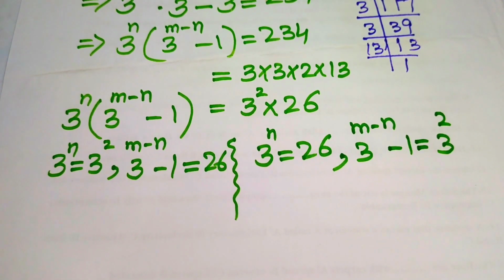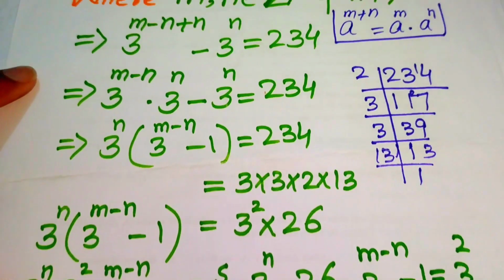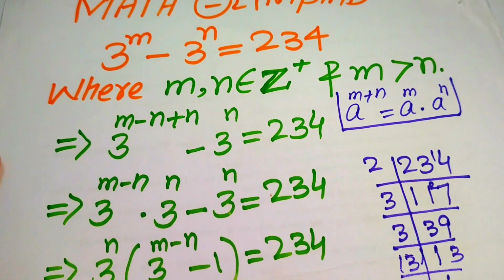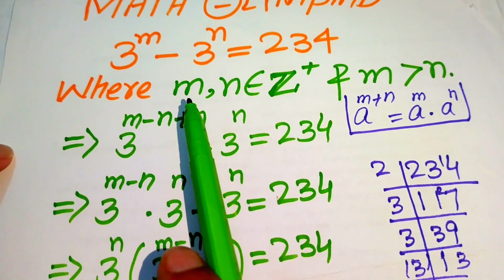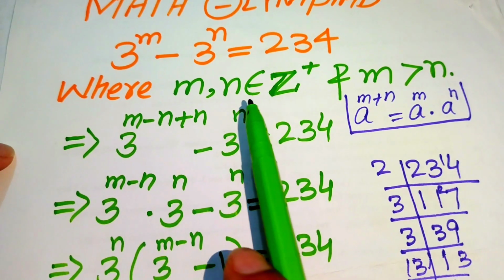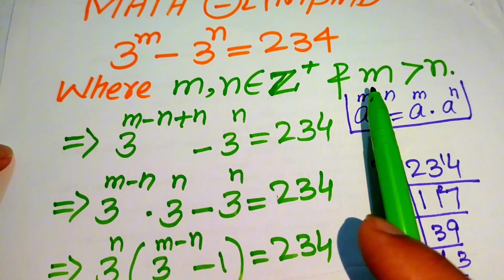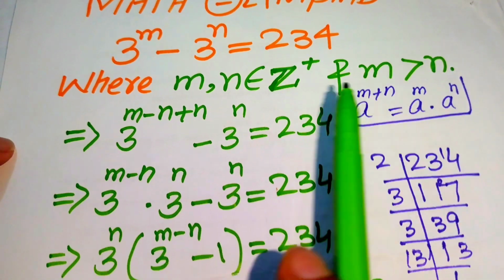But here you remember one thing: we have some restrictions which are written in the question statement. You know that m and n must be positive integers, and m must be greater than n.